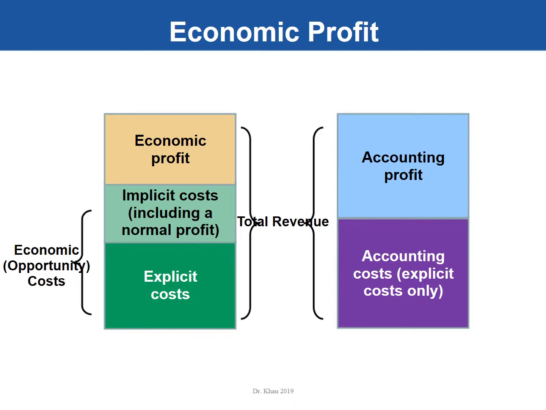In our previous example, as you remember, the accounting profit was $20,000, $100,000 total revenue minus $80,000 accounting cost or explicit cost. But for the economic profit, it was only $8,000 because we computed it as follows: $100,000 revenue minus $80,000 explicit cost minus $12,000 implicit cost because of this missing out of rental income. That gives us only $8,000 economic profit.